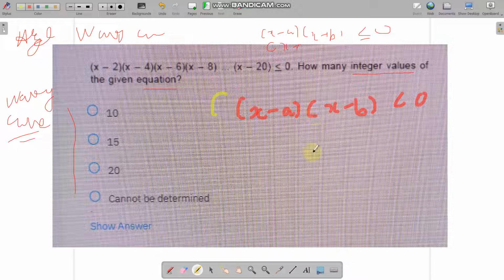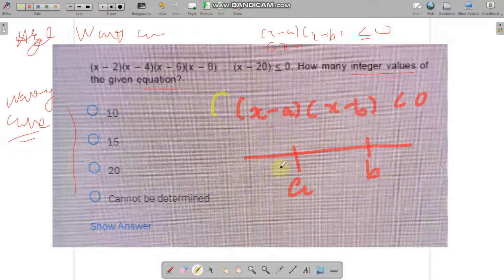Okay, we will find the critical points. What are critical points? The points at which this expression becomes equal to 0. So when is it possible? When this is 0 or this is 0 or both are 0. Both can't be 0 at the same point because a and b can't be equal, otherwise the expression would be a whole square, so not possible. So either this is 0 or this is 0. For this bracket to be 0, x should be a. So the first critical point is a and the second critical point is b.